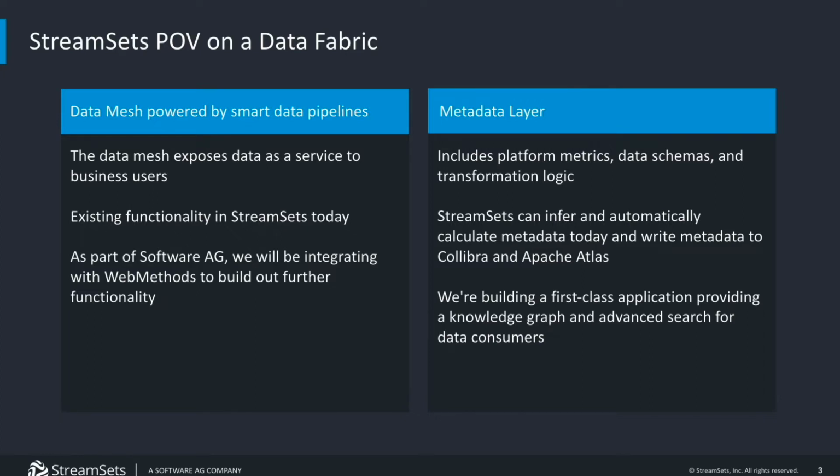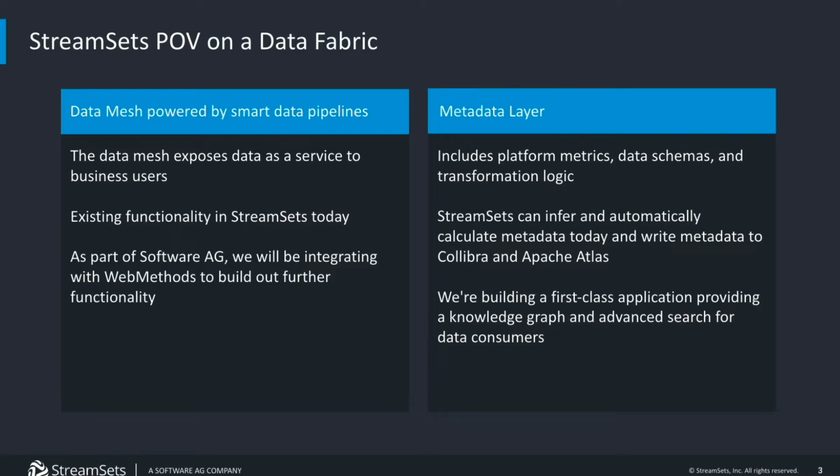And as part of Software AG, StreamSets will be integrating with the webMethods framework to build out even further functionality as it relates to a data mesh. The second component is a metadata layer, and this is going to include things like platform metrics, data schemas, and transformation logic. But importantly, in StreamSets' point of view, this should be done automatically and should be inferred from the data. And this is what's built into the StreamSets platform today.